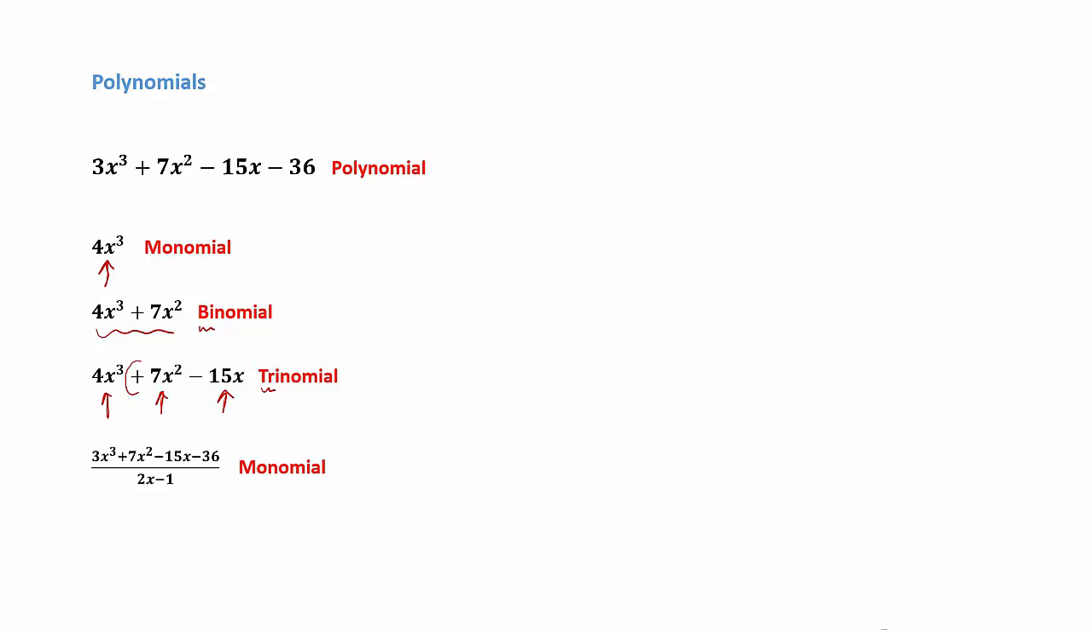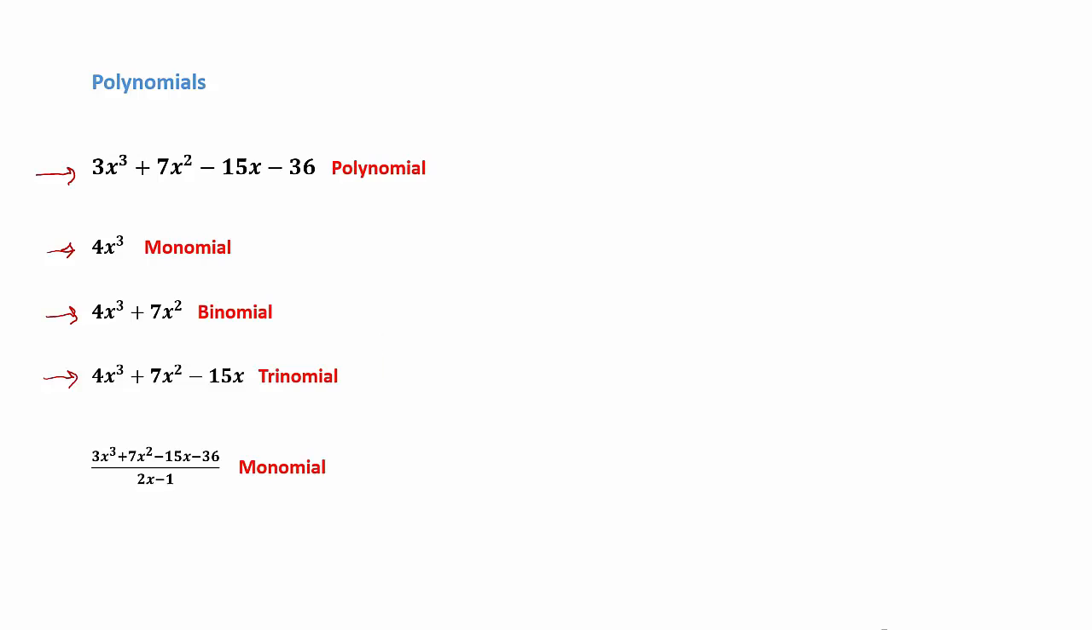Again, they're separated by pluses and minuses. So this is a monomial, this is a binomial with 2 terms, and this is a trinomial with 3 terms. But after you have more than 3 terms, it becomes a polynomial. We just say many, many terms.